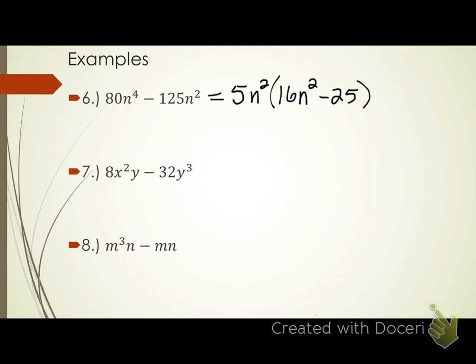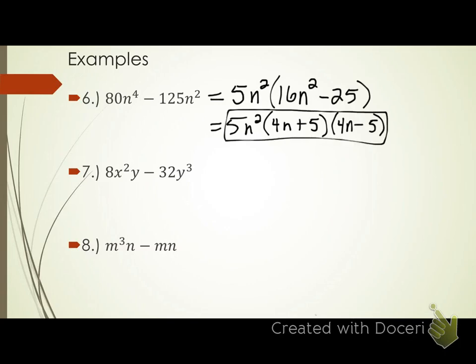Now, do I have a difference of squares in my parentheses? Yes. There's a subtraction sign. I can take the square root of my first term and my second term. Once again, that 5n squared is going to be a part of our answer. So you need to bring it down and put it in front of your parentheses. What's the square root of 16n squared? 4n. Square root of 25? 5. One's a plus, one's a minus. Questions on 6?